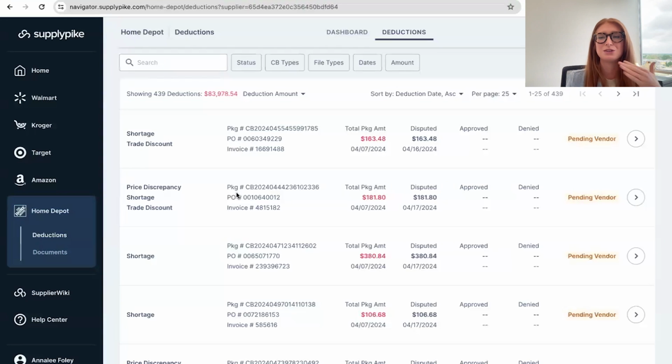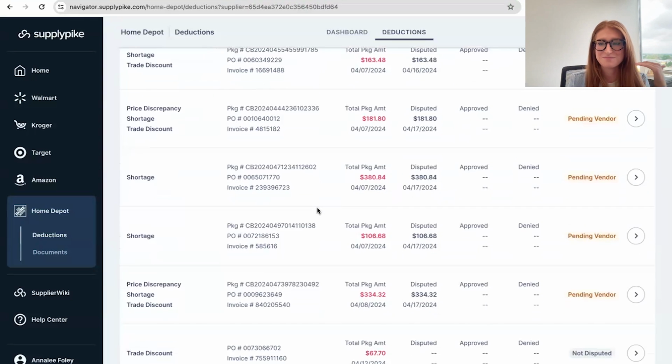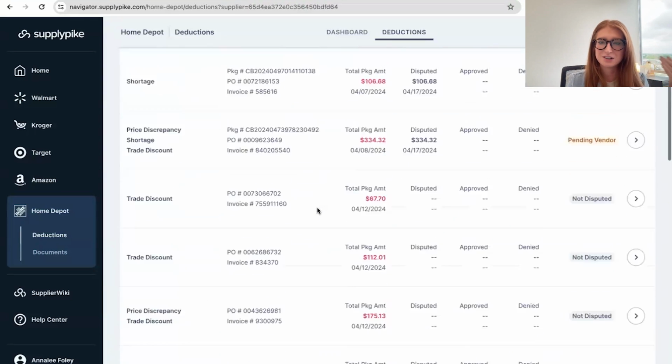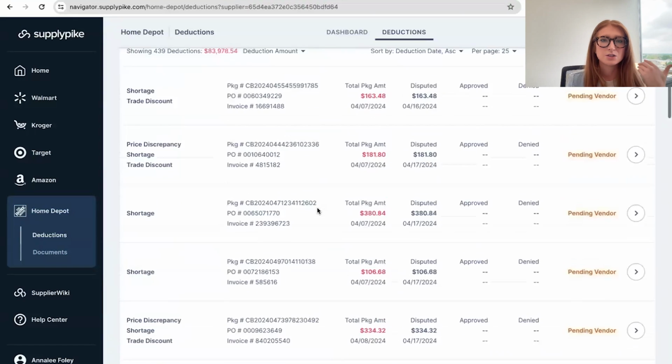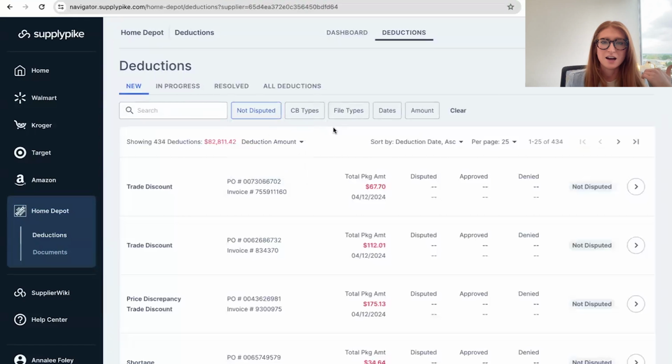So we want to make sure that we put those up at the forefront just to help, once you come in, you're looking at your deductions for the day. These are probably the ones you want to start with, right? So we want to make sure that those are right up at the top, easily accessible. But then under, we have these not disputed. So I'm going to go ahead and filter down by not disputed here with our filters.